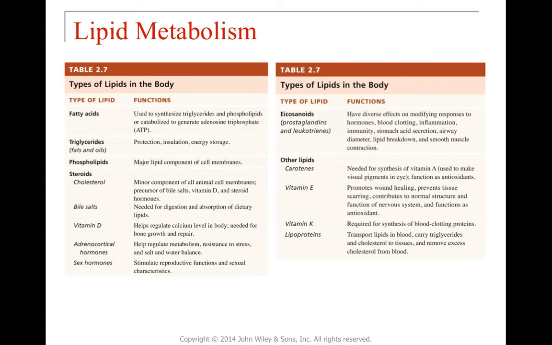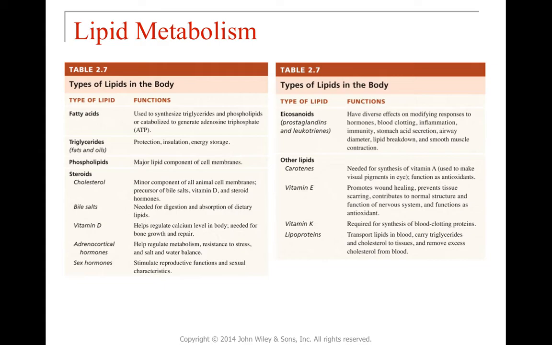Some other steroids, so that's what you think of when you think of steroids, like testosterone, right? But some other steroids include vitamin D, for example, which is used for bone growth, or adrenocortical hormones, which regulate your metabolism and salt and water balance, etc. Things like bile salts, which we talked about extensively when we talked about digestion, actually help to absorb the dietary lipids to be able to get them into the circulation eventually.